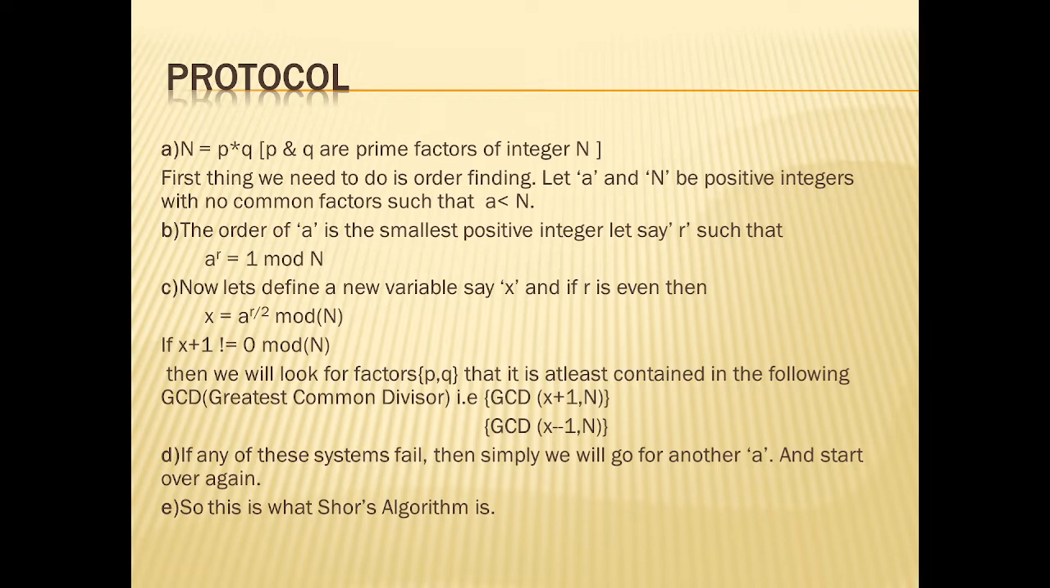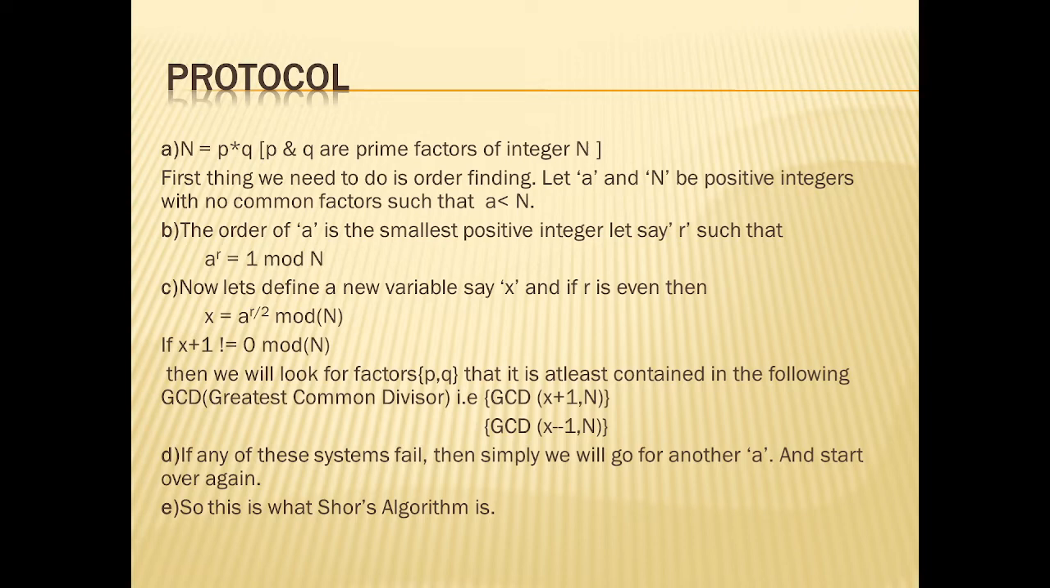Now let's define a new variable x. If r is even, then x is equal to a to the power r by 2 mod n. If x plus 1 is not equal to 0 mod n, then we go for the factors p and q, which are contained in the following GCDs, that is, the greatest common divisors: GCD of x plus 1 and n, and GCD of x minus 1 and n. If any of these conditions is not satisfied and fails, then we simply go for another a and start over again. So this is what Shor's algorithm is.